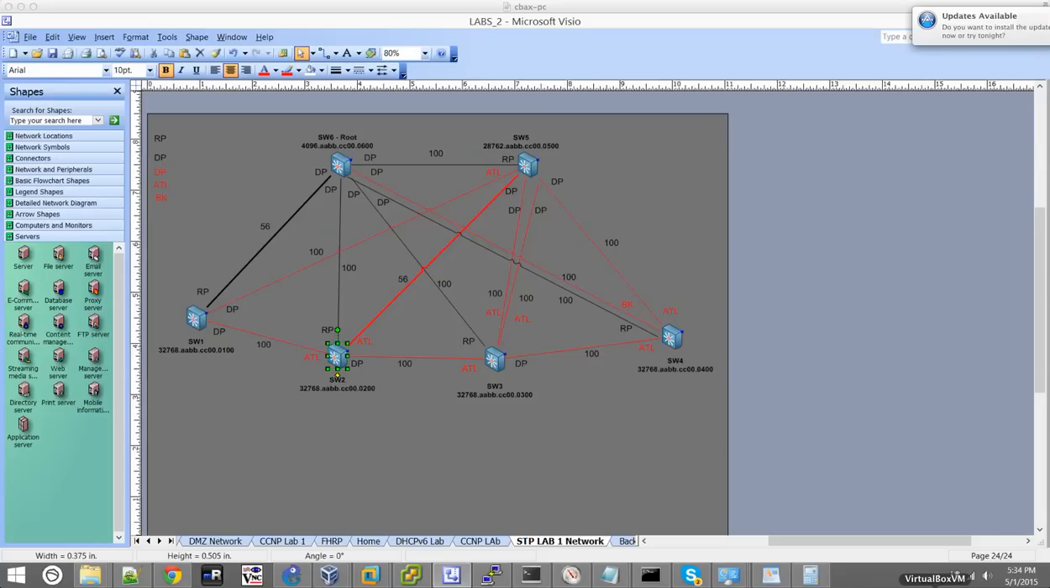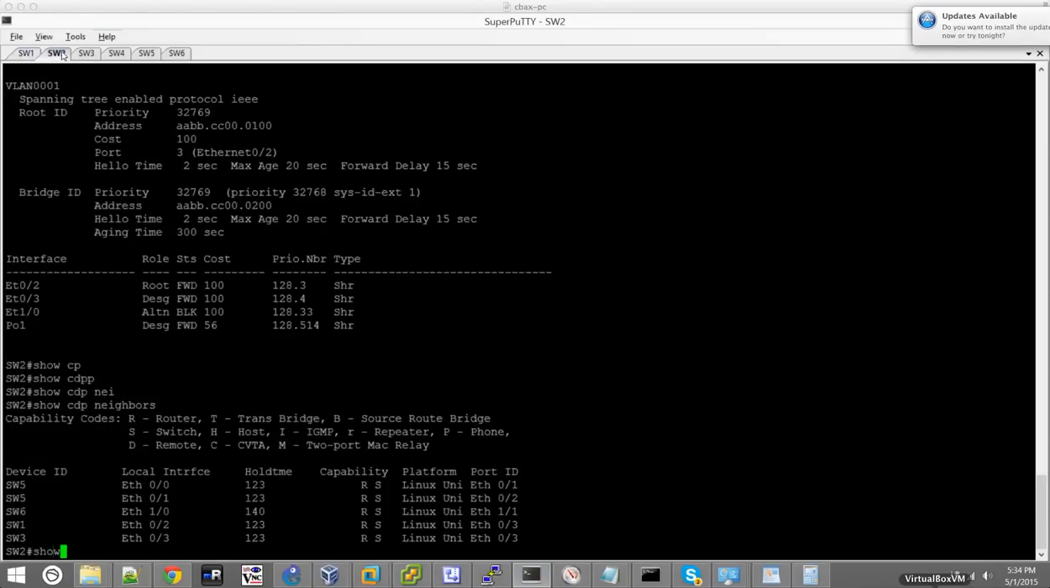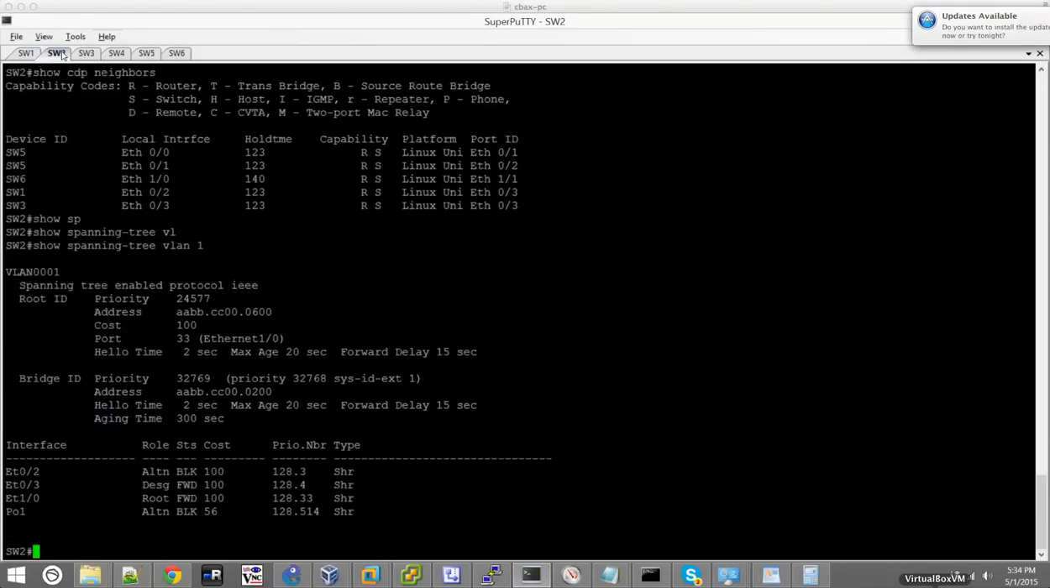Now, switch 2, same thing. We should have the two alternate ports here with the one root port and one designated port. So, two blocking, one at 240. So, show spanning-tree vlan 1, and we see that, two blocking, 240.